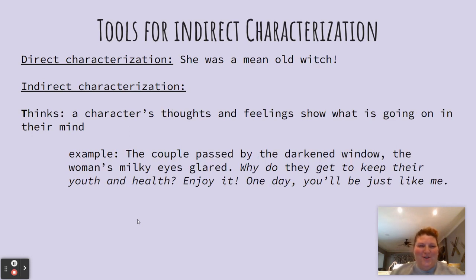The way a character thinks can tell us, the audience or the readers, something about the character. A character's thoughts and feelings show what is going on in their mind. So, an example would be: the couple passed by the darkened window. The woman's milky eyes glared. Why do they get to keep their youth and health? Enjoy it. One day you'll be just like me. So, we see the character's thoughts that show us that she is mean and old.